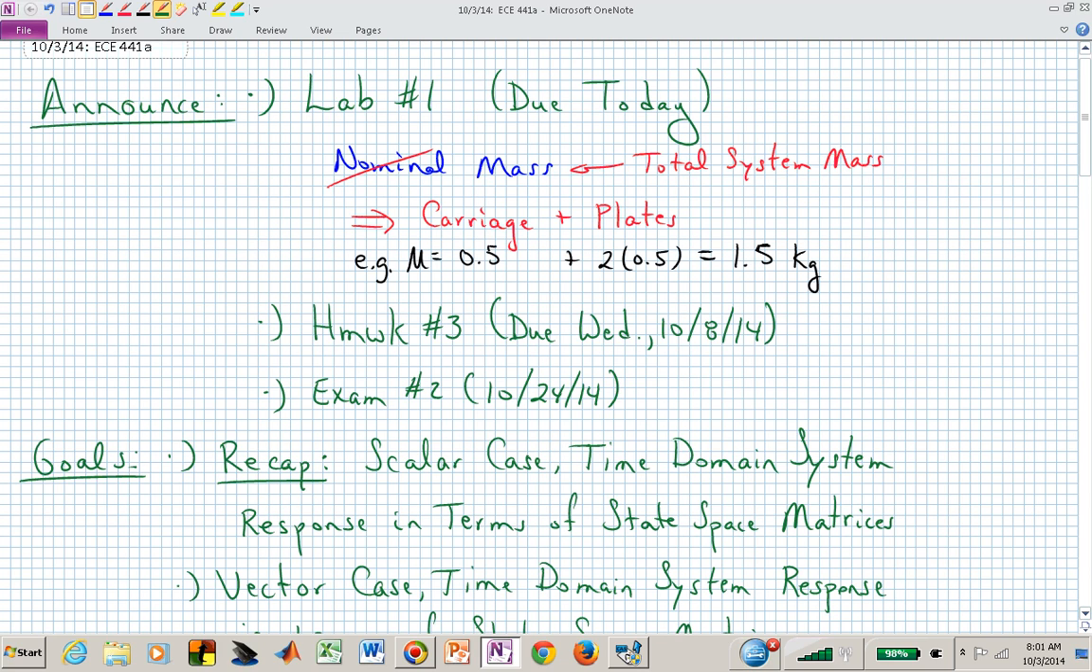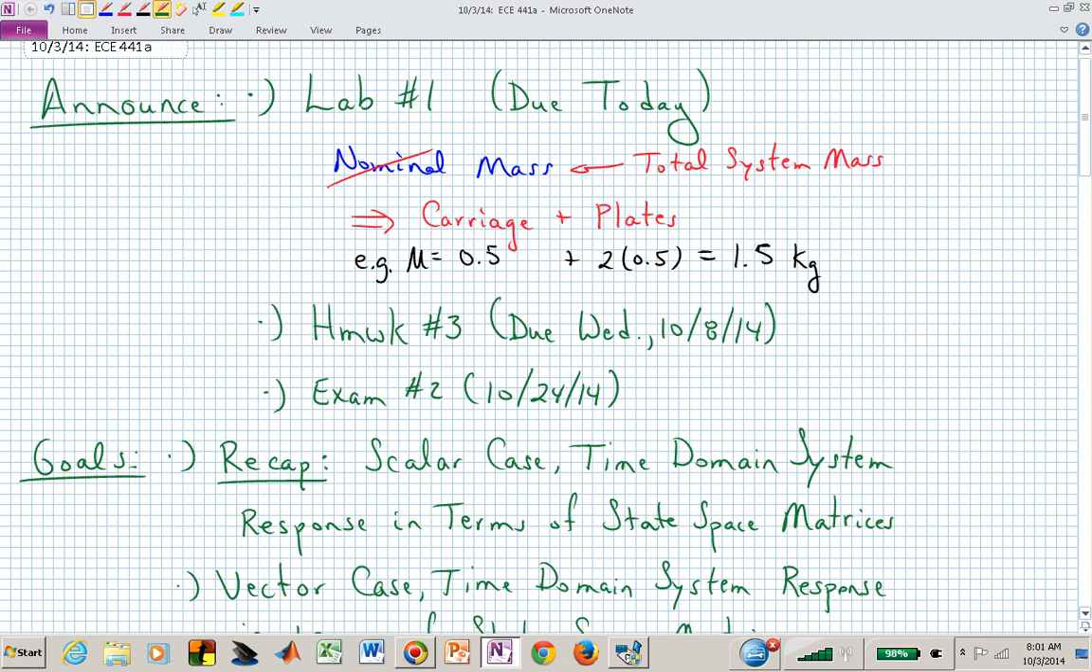I think I brought the old ones that have been turned in, so if you want to collect that, that's fine. But you need to include the carriage mass, which is another 500 grams or half of a kilogram. Everything's in kilograms. If you had 2 plates, that gives you 1 kilogram plus your carriage, giving you another 0.5 kilograms for a total. What I was thinking was clear was the nominal mass.